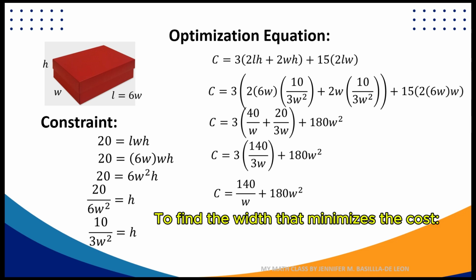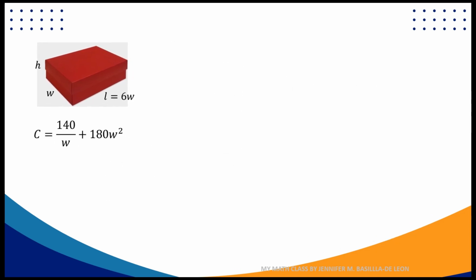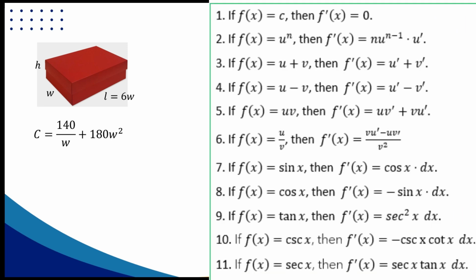To find the width that minimizes the cost, we take the derivative of the cost function with respect to W and set it equal to 0. This gives us the critical points where the cost could be minimized. To do this, we use the following differentiation rules to get the derivative of each term.